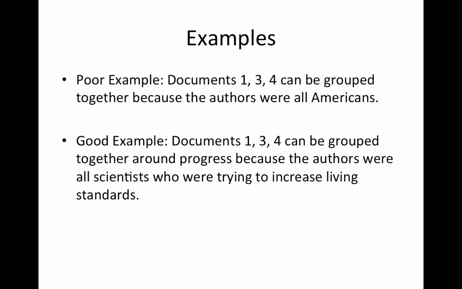Here would be a good example. Documents 1, 3, and 4 can be grouped together around progress because the authors were all scientists who were trying to increase living standards. Notice what's good about this example. First off, you have a grouping: 1, 3, and 4, so we're in that 2 to 4 range. They can be grouped together around progress.